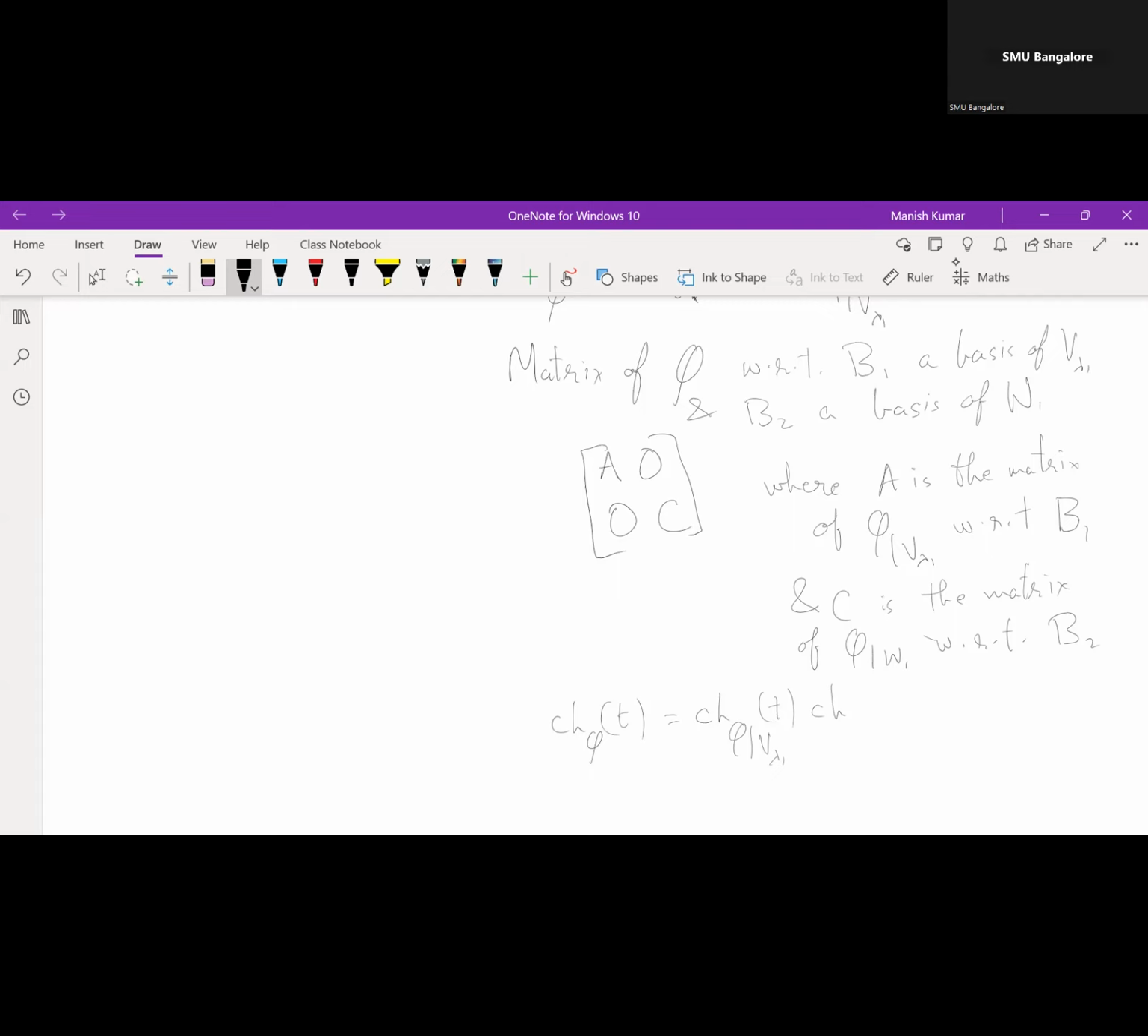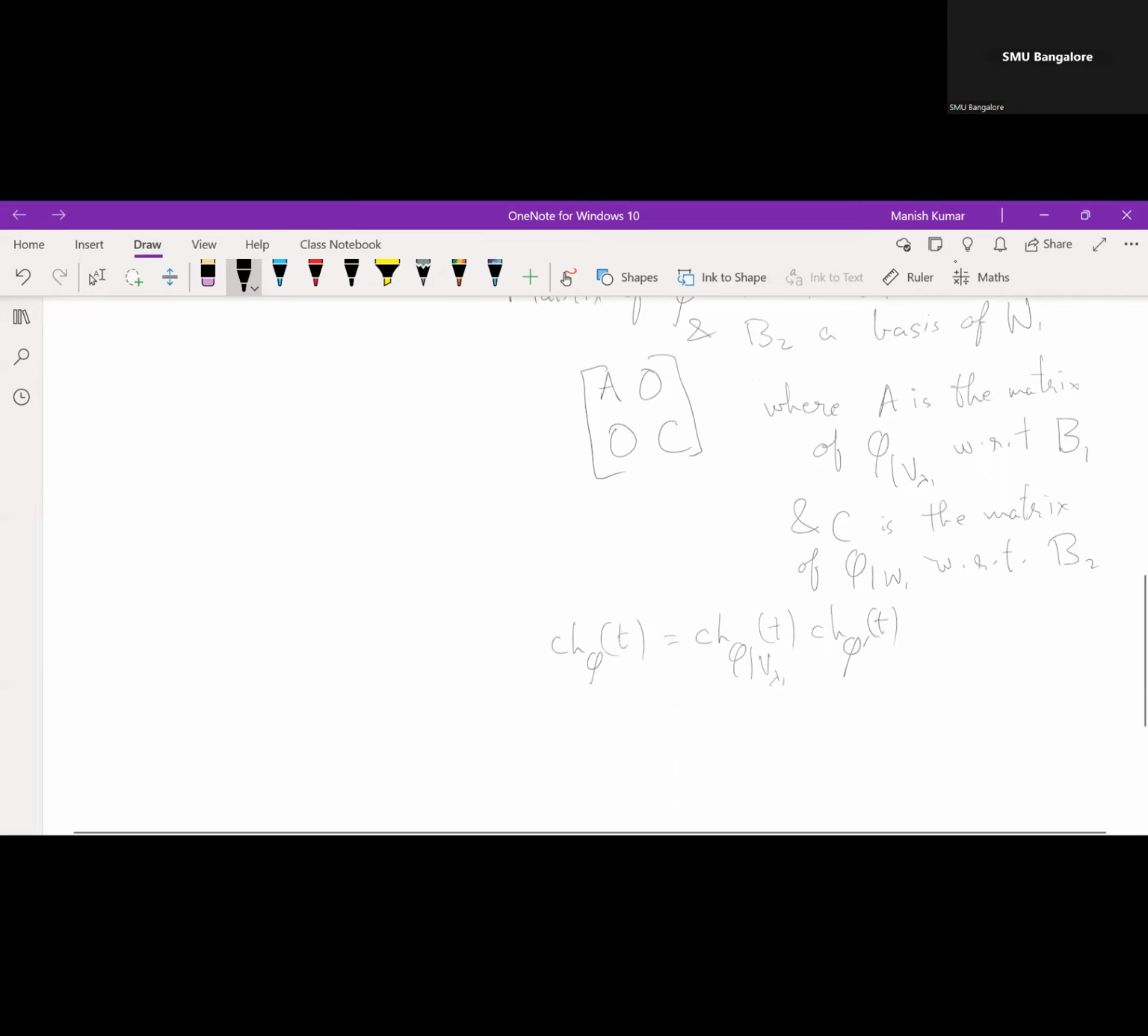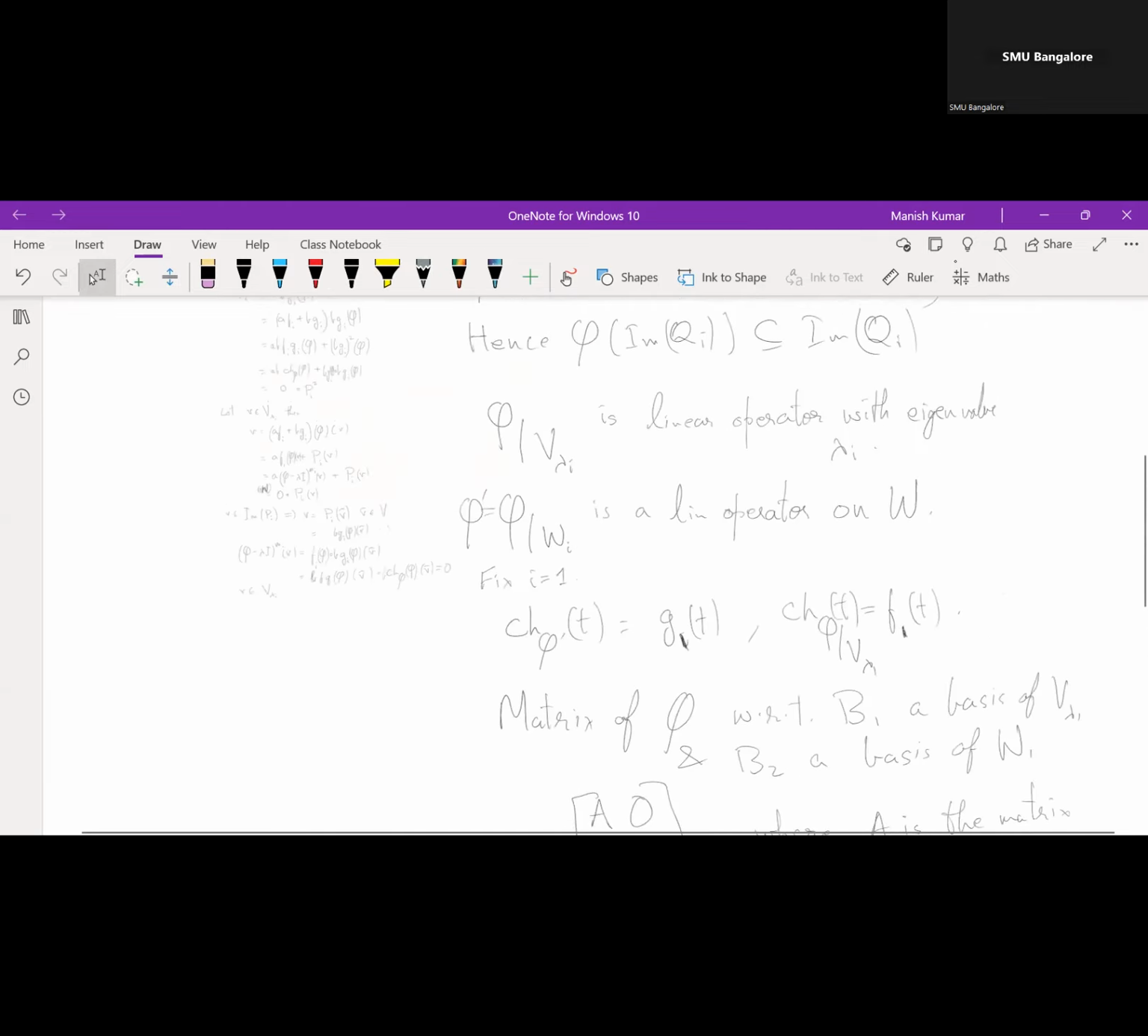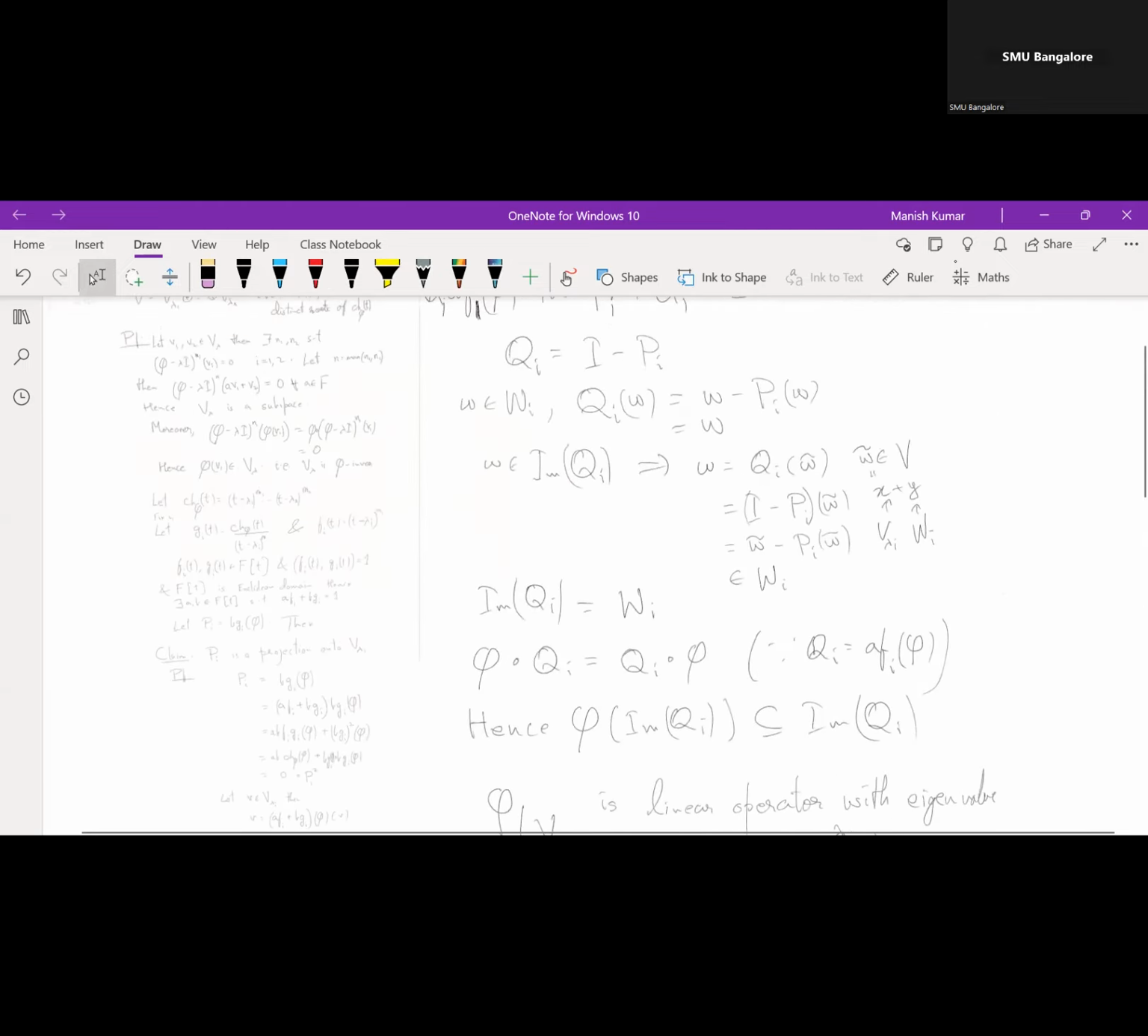A minus tI times the determinant. So phi restricted to W1 is phi prime. Let me just write it this way. And now the characteristic polynomial of phi restricted to V lambda 1 is this thing.